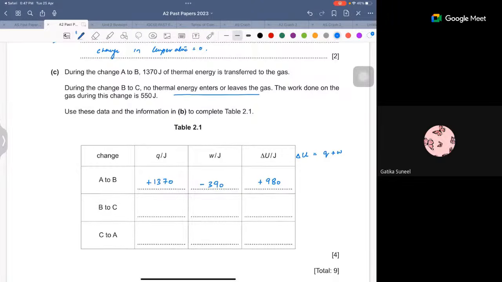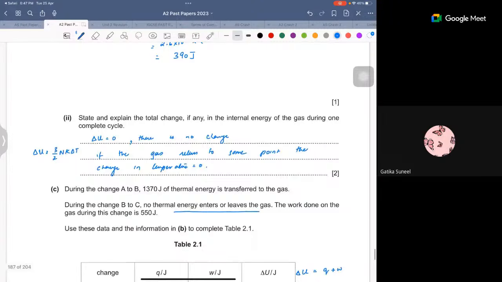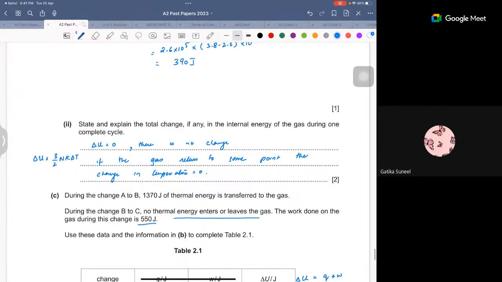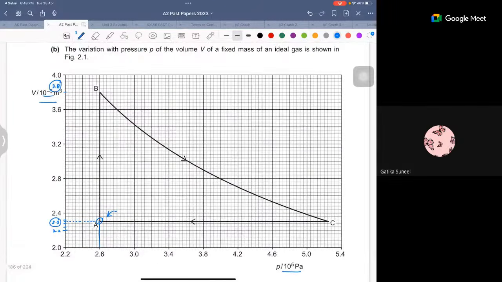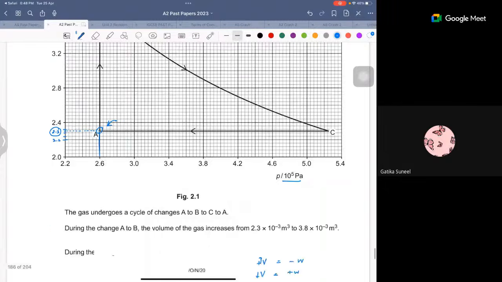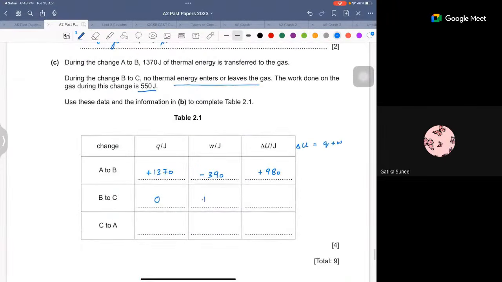Then we have to see what happens from B to C. No thermal energy enters or leaves, so for B to C, Q is zero. The work done on the gas during this change is 550, because they have not said it is negative. We will see. So it's B to C. At B it was at higher volume and at C it was at lower volume, so obviously the volume has decreased. So it has to be positive, and if you add them together, you should get plus this. You guys get it?